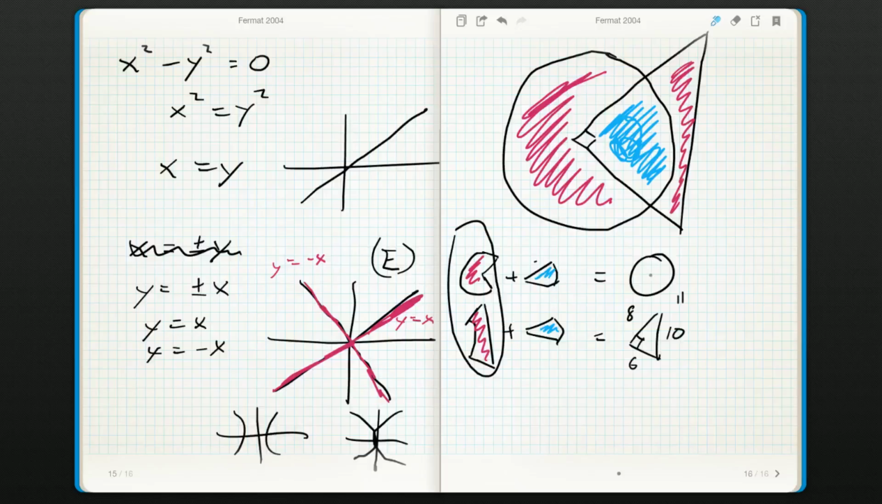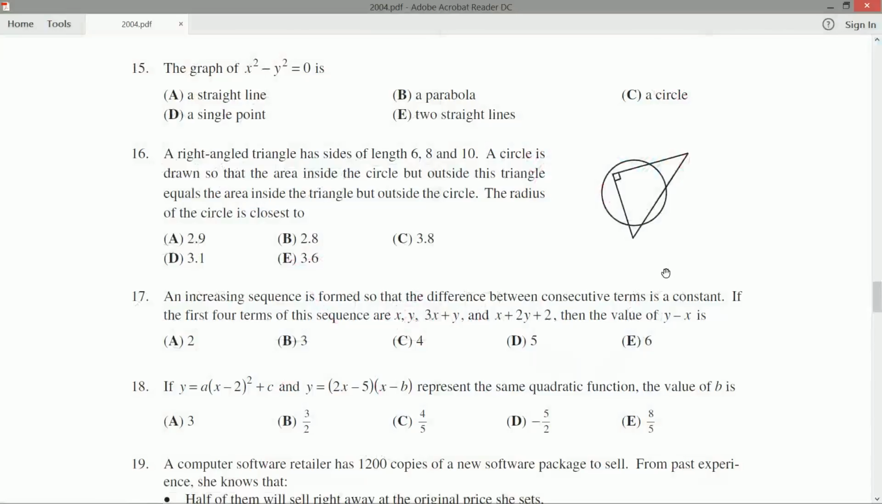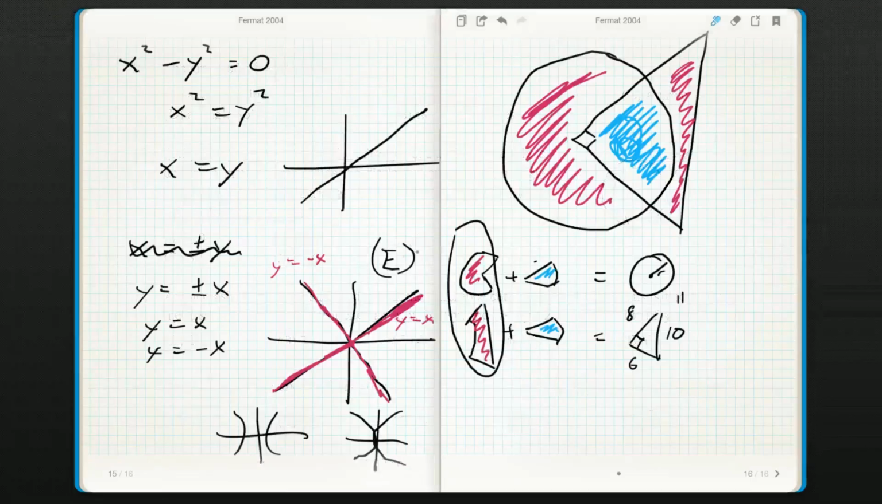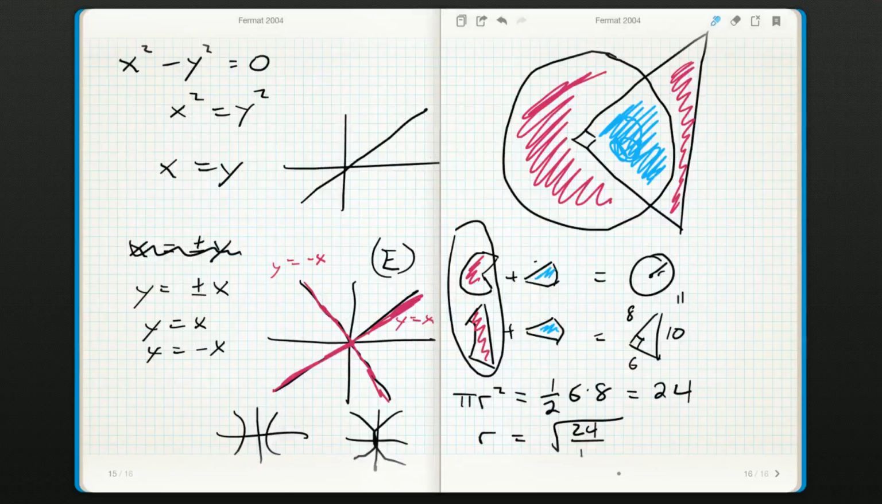So if we give the circle a radius of r, and we do want the radius of the circle, we want to know what the radius of the circle is closest to. So the area of the circle, which is pi r squared, should be equal to 1/2 base times height, the area of the triangle. This is going to be 1/2 of 48, so 24. So r is going to exactly be the square root of 24 over pi, just rearranging this equation.